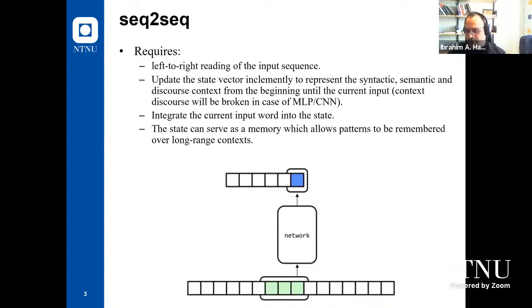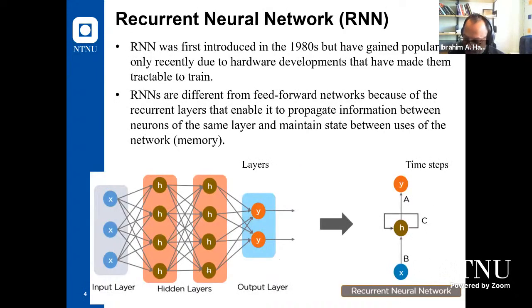So if we are working with sequence to sequence, for example, or in general sequential data sets, we need to have a state. We don't have a state in feed-forward networks, in fact. So we need to use RNN. The recurrent neural network is something old, in fact. As we mentioned last time, it was introduced in 1980, but it has gained popularity only recently due to the hardware development that we have today to train it.